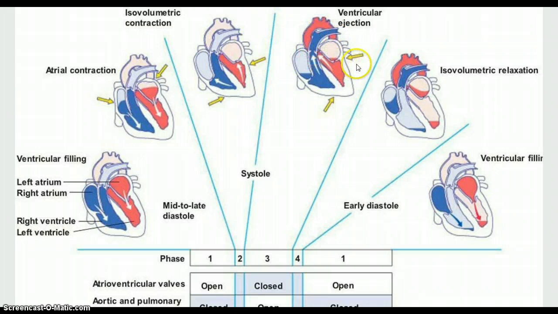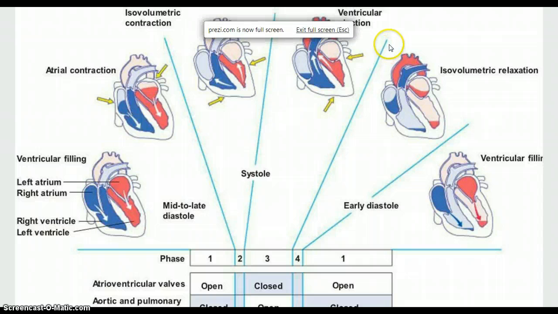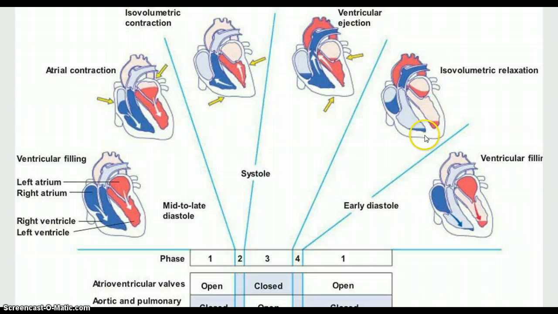So the volume at the end of ventricular ejection, so the volume at basically isovolumetric relaxation, is called the end systolic volume, and the volume at the end of atrial contraction, or the volume here pretty much, is called the end diastolic volume, and those are shown by acronyms ESV and EDV. Anyway, moving on.